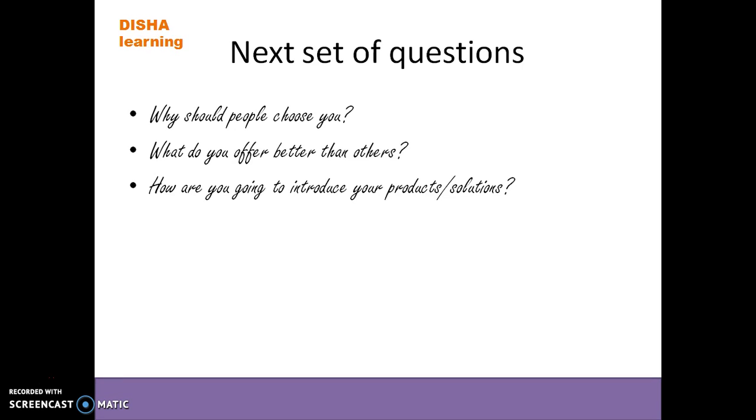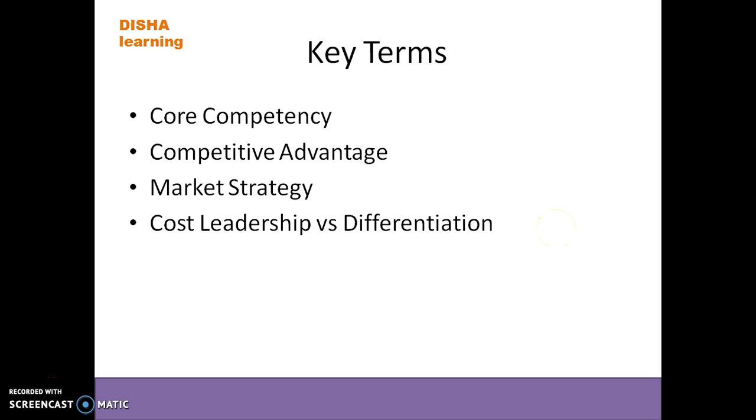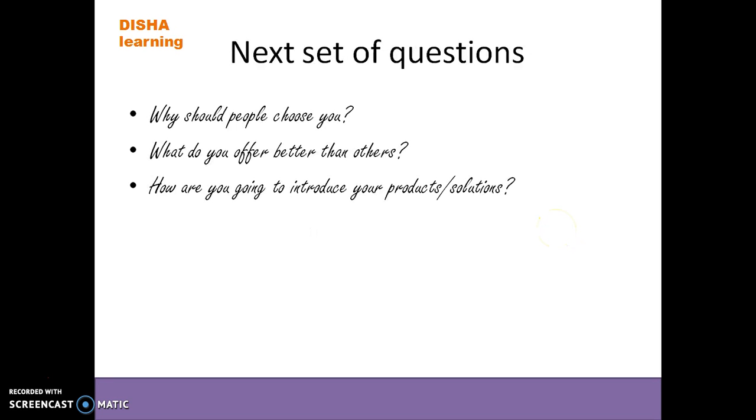So once you decide that, the next set of questions that you would ask is why would people choose you? What do you offer better than others, and how are you going to introduce your products and solutions? This again is related to your strategy. If you say that I want to go for cost leadership, people will choose you because your costs are much lower, and that would be the answer for the second one. And you would introduce your products and solutions in huge volumes, and you would sell in huge volumes, and that's how you would make money.